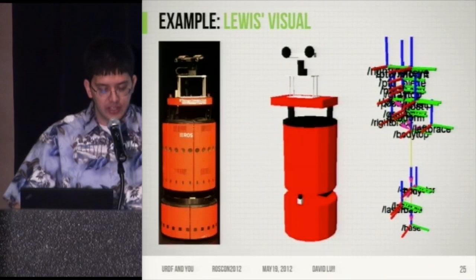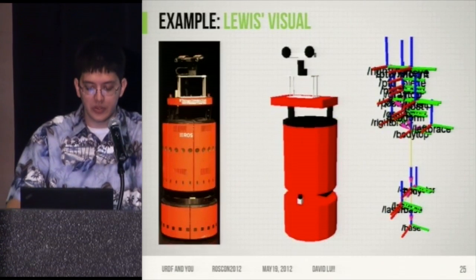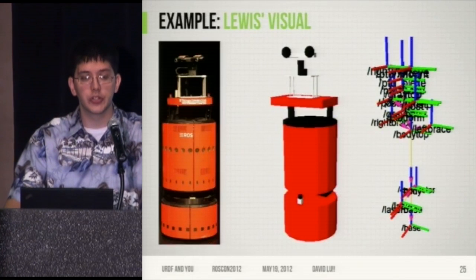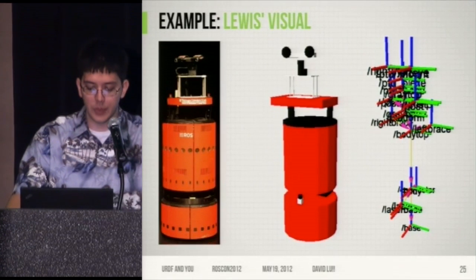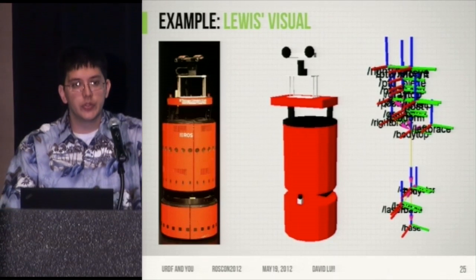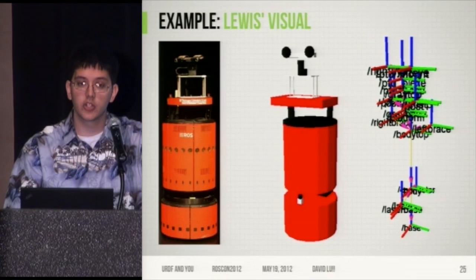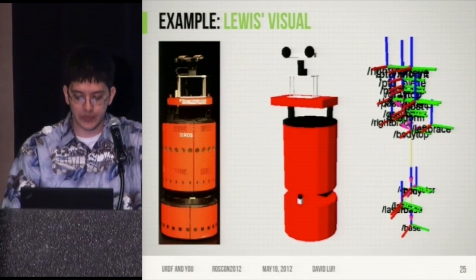If we take a look at the example we have for Lewis, we've created a lot more links. I've created this with just the simple shapes that I talked about before, and we have the different colors. Using Robot State Publisher, we publish a transform for each one of the links.